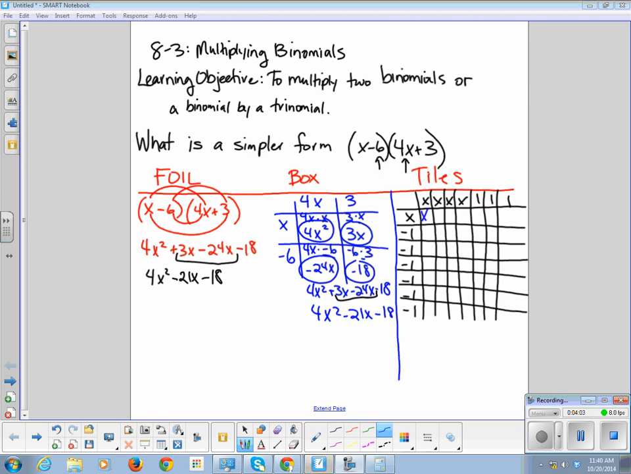So this is x squared. And then this is x times 1. And then all these are negative 1 times x. And then negative 1 times 1. And then repeat.